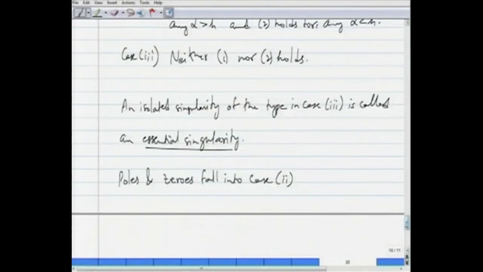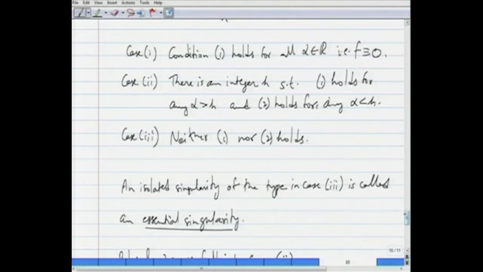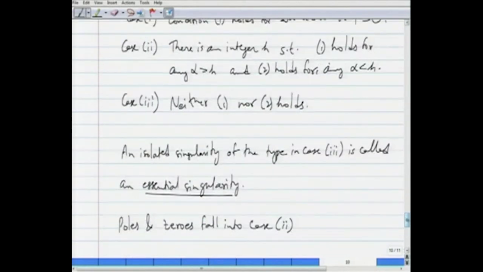And then everything else, in some sense, is case 3. If neither 1 nor 2 holds, then we have what is called an essential singularity. We will see more about the behavior of a function which is analytic in a neighborhood of A and has an isolated essential singularity at A further. In particular, we will state and prove the Casorati-Weierstrass theorem.